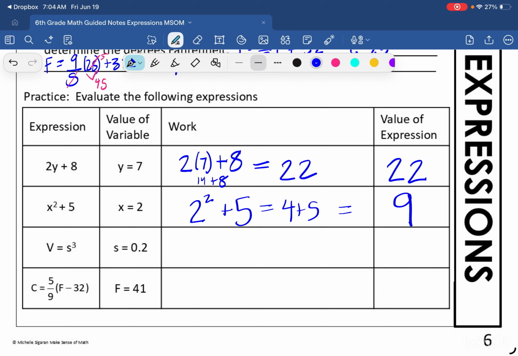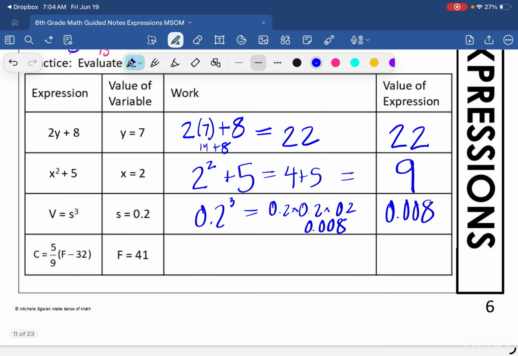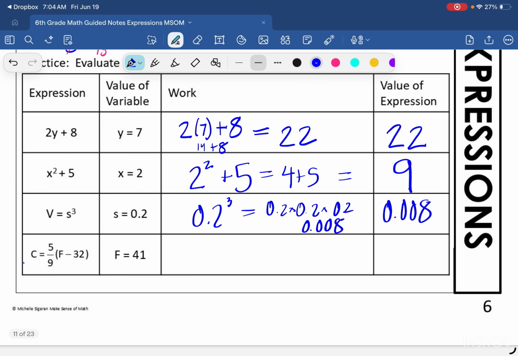V equals S cubed and S equals 0.2. So 0.2 cubed, that's going to be 0.2 times 0.2 times 0.2. Well, 2 times 2 times 2 is 8 and 3 decimal places. So that's going to be 0.008. So 8 thousandths.